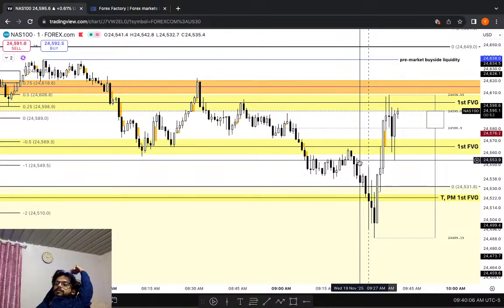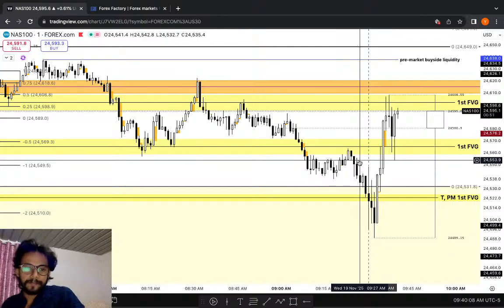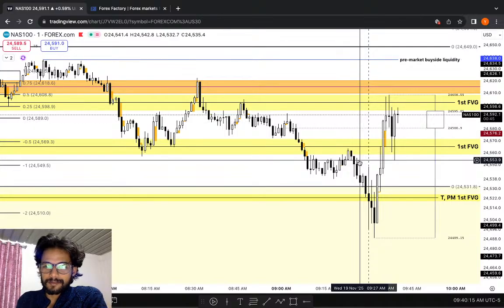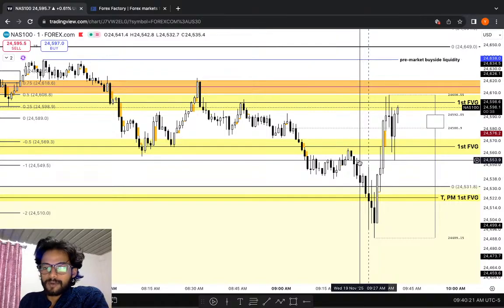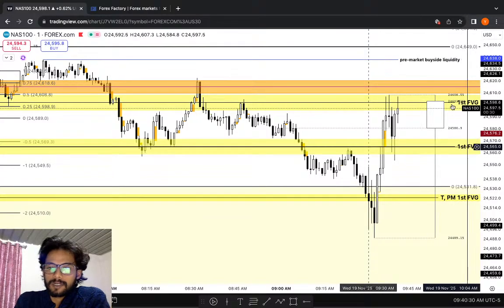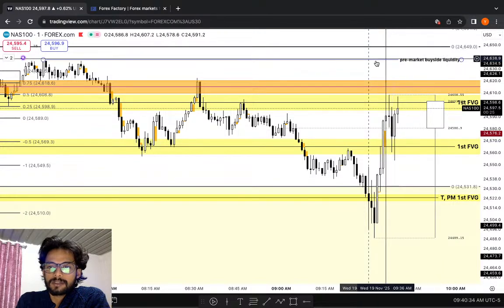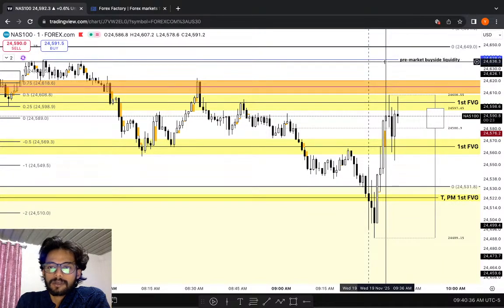But I did my bread and butter. I'm done with my breakfast. The market served me a good breakfast today. It cost around 40 points, and that's it. It is moving higher. This 4-hour candle told you I would like to see it expanding higher and take these people out.